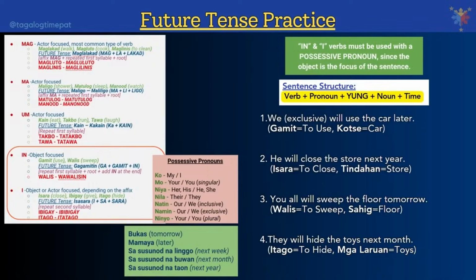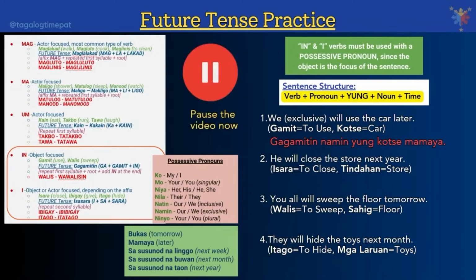We, exclusive, will use the car later. Gamit means to use. Coche means car. So let's take a look at the sentence structure. The verb should come first. So the future tense conjugation of gamit, let's take a look at in-verbs. Repeat the first syllable, then it's the root, then you add in at the end. So it would be gagamitin. Gagamitin, then it's we exclusive, namin, yung kotse mamaya. Gagamitin namin yung kotse mamaya.